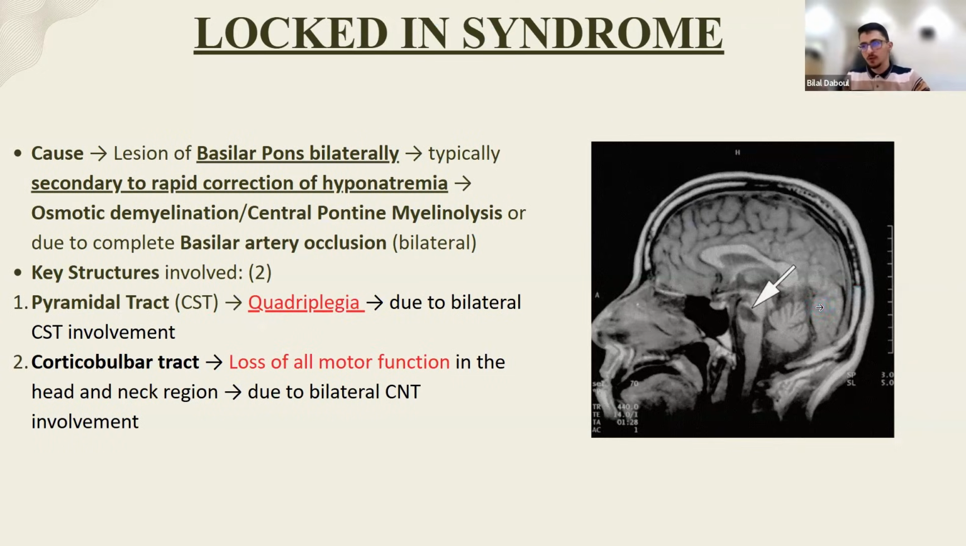Because again, you have bilateral involvement of the corticospinal fibers. Of course, the corticobulbar tract is also involved, the corticonuclear tract, which is descending through the basilar pons. It's also a lesion, so you end up with loss of all motor function in the head and neck region. The patient will only be able to move his eyes vertically. That's it, nothing else. And that is the reason for the name locked-in syndrome.